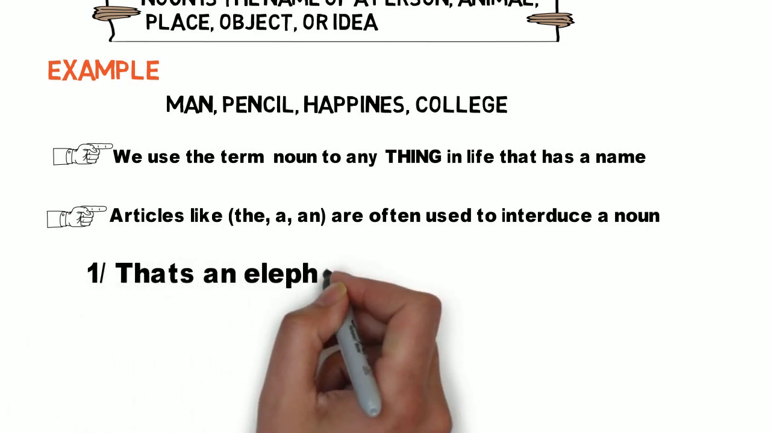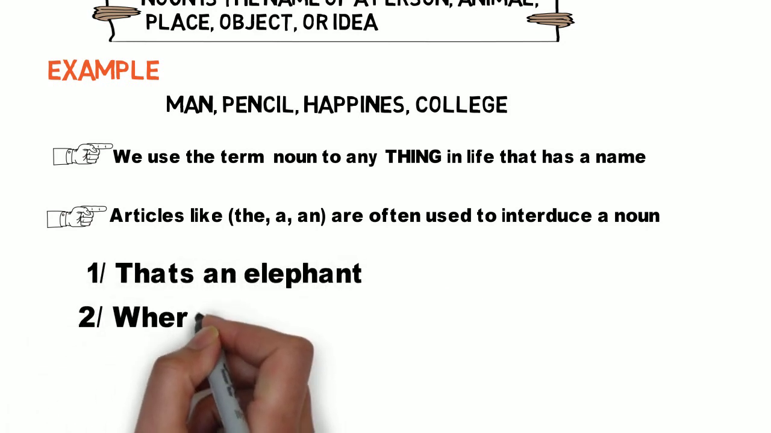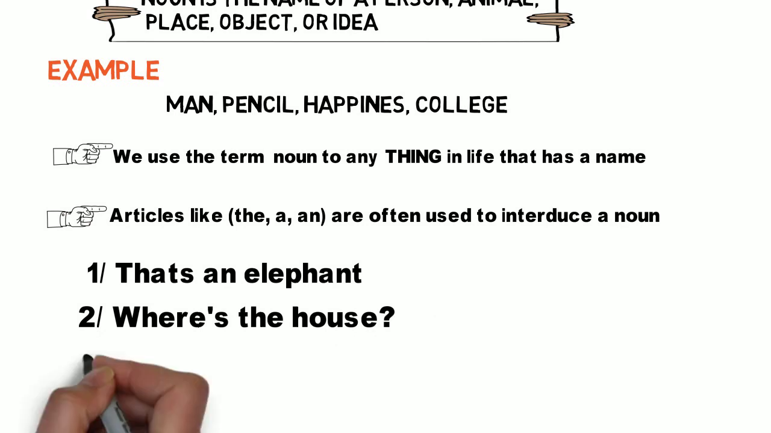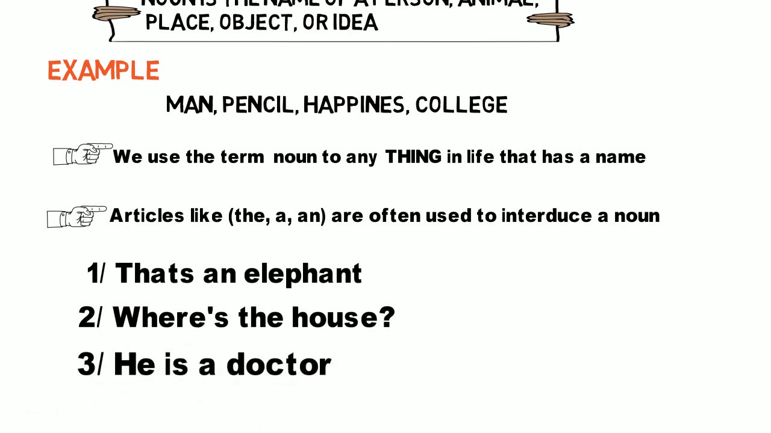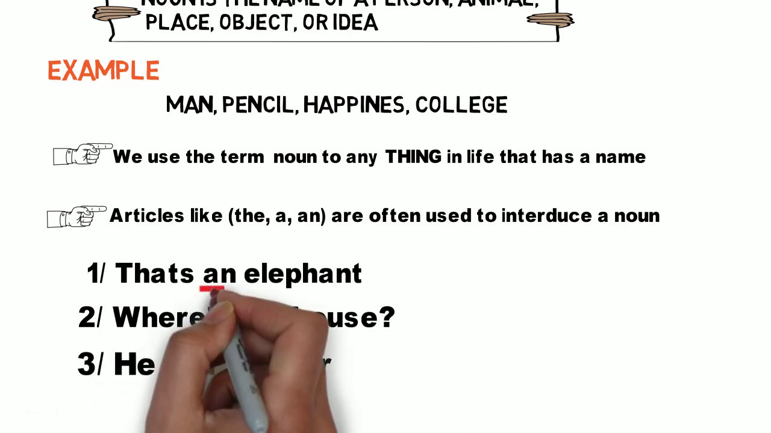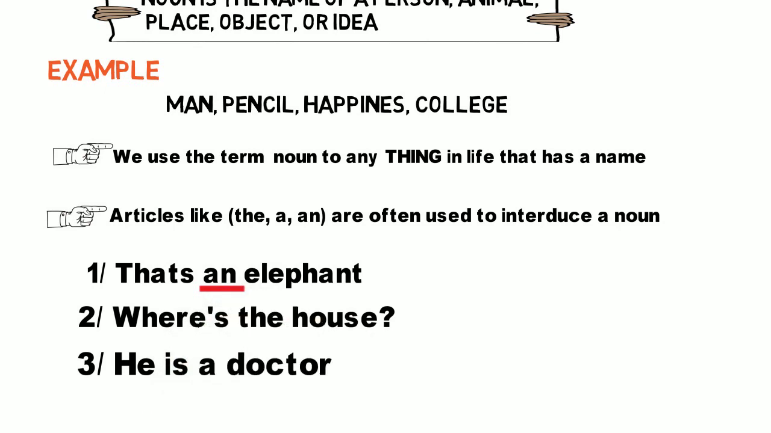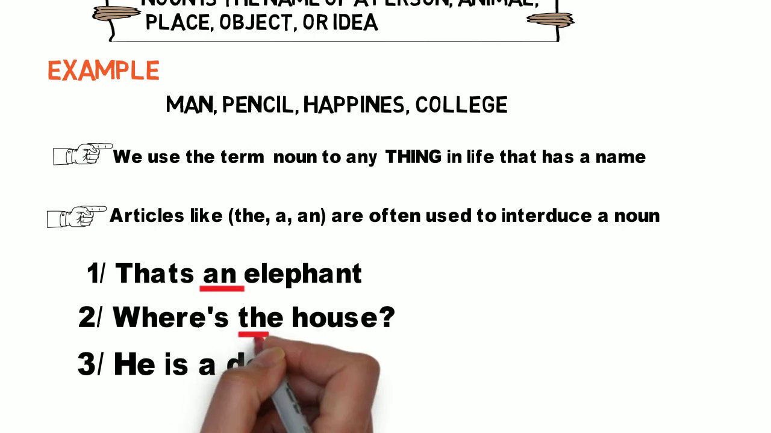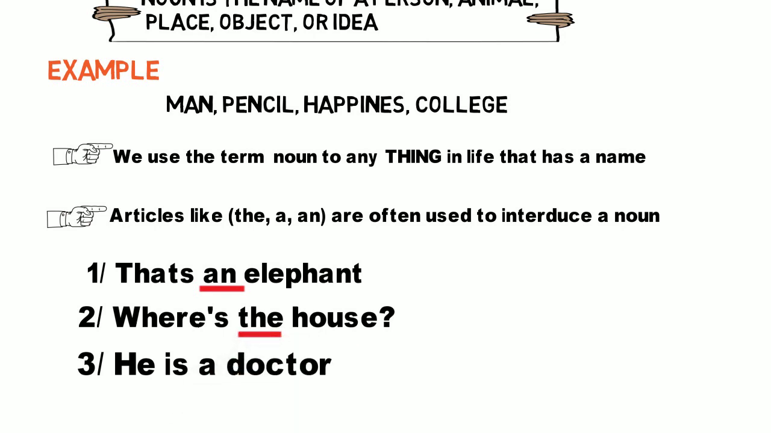For example, that's an elephant. Where is the house? He is a doctor. As you can see, the word elephant came after the article an. This is an indicator that the following word is a noun, and the word elephant is used to describe an animal, so elephant is a noun. The same thing with the other examples. The is an article, and house is a name for a place, therefore a house is a noun.